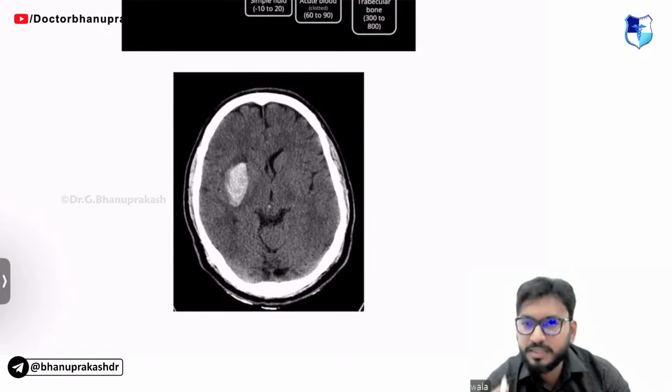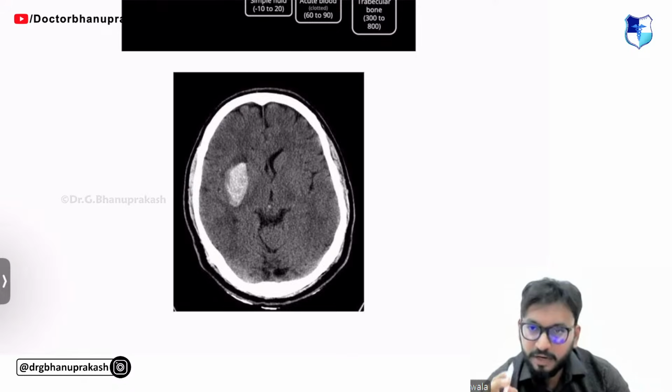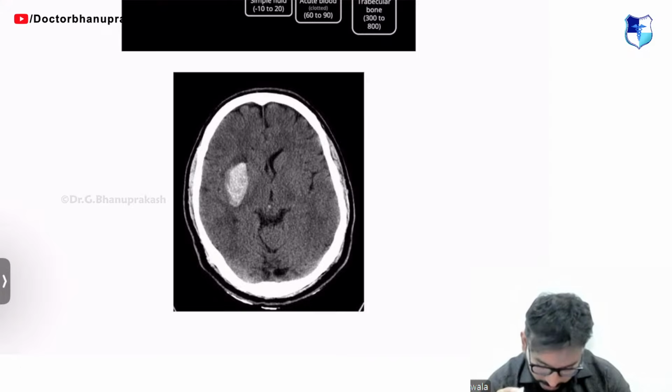Now look at this, guys. What is this? Tell me in the comment section. Is this a CT scan or is this an MRI? Come on, guys, I'm waiting for your answer. What is this?